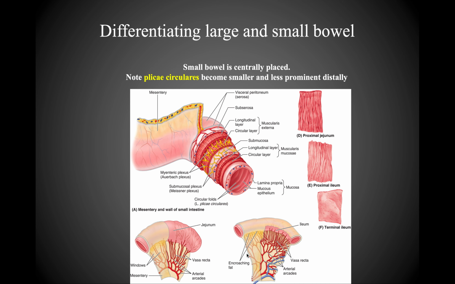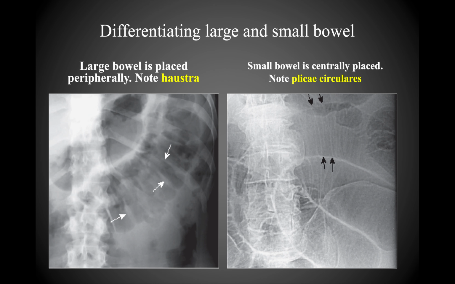So remember that the mesenteric fat comes higher up on the ileum compared to the jejunum. You have a somewhat larger diameter of the jejunum relative to the ileum, and then those plicae circulares are going to be noticeable there as well. And if you do a vascular study, you'll notice the different appearance of the vasa recta and the arterial arcades in the jejunum versus the ileum. So just keep those items in mind.